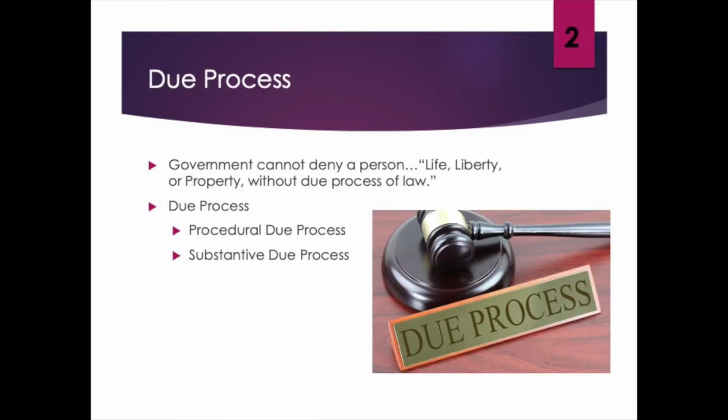Under the 5th and 14th Amendments to the Constitution, no government action may deprive a person of life, liberty, or property without due process of law. Due process requires the government to act fairly when carrying out government actions. Courts have separated due process into two parts: procedural due process and substantive due process. The difference between these two concepts is not always clear, so let's take a look.